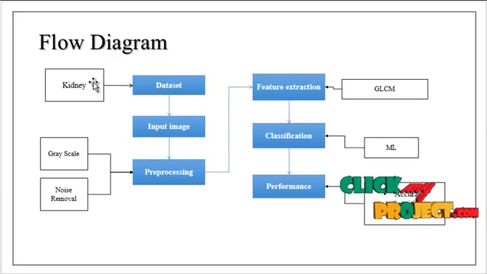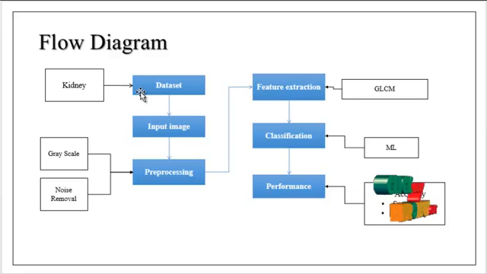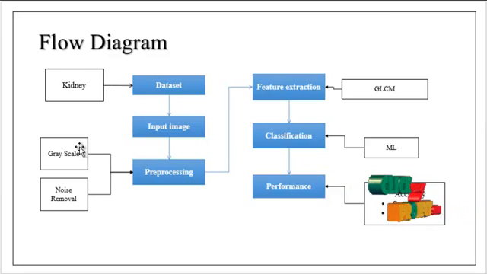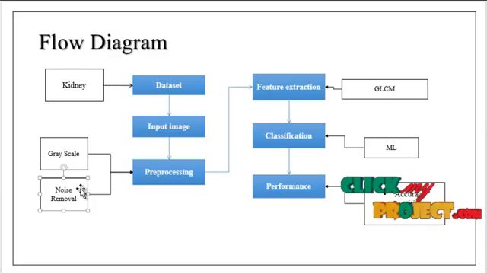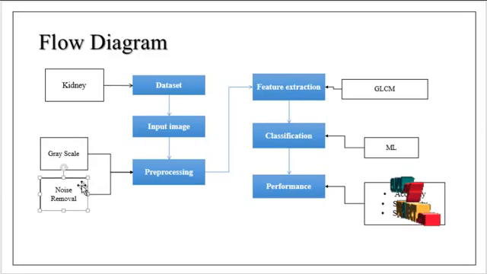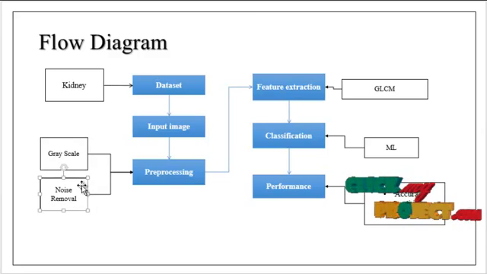After taking any one image from the dataset, the pre-processing will be carried out. In this pre-processing, we have considered two stages. One is grayscale conversion, and the second is noise removal. In grayscale conversion, if I give an image which has RGB bands, it will be converted into one grayscale band. If the image contains any noisy pixels, they should be removed during the filtering technique.